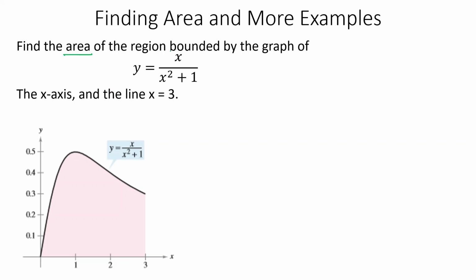So find the area of the region bounded by the graph of this guy, the x-axis, and the line x equals 3. So we had a homework problem like this the other day. So the line x equals 3 goes straight up from here. This is our y equals, so this is the curve. This is our x-axis down here. And the other point we get is where the graph crosses the x-axis at 0. So the way we find this area is the integral going from 0 to 3 of x over x squared plus 1 dx.